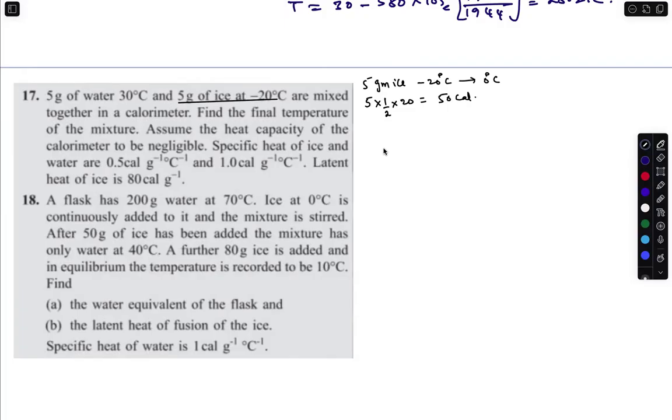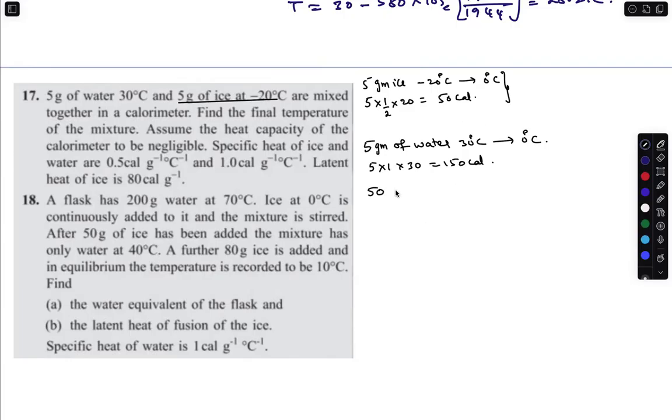5 grams of water, when it comes down from 30 degrees centigrade to 0 degrees centigrade, will lose 5 into 1 into 30, 150 calories. So the initial estimate was 50 calories, so it can give more. Means some ice will melt. Now, how much ice will melt? That we will work on right now.